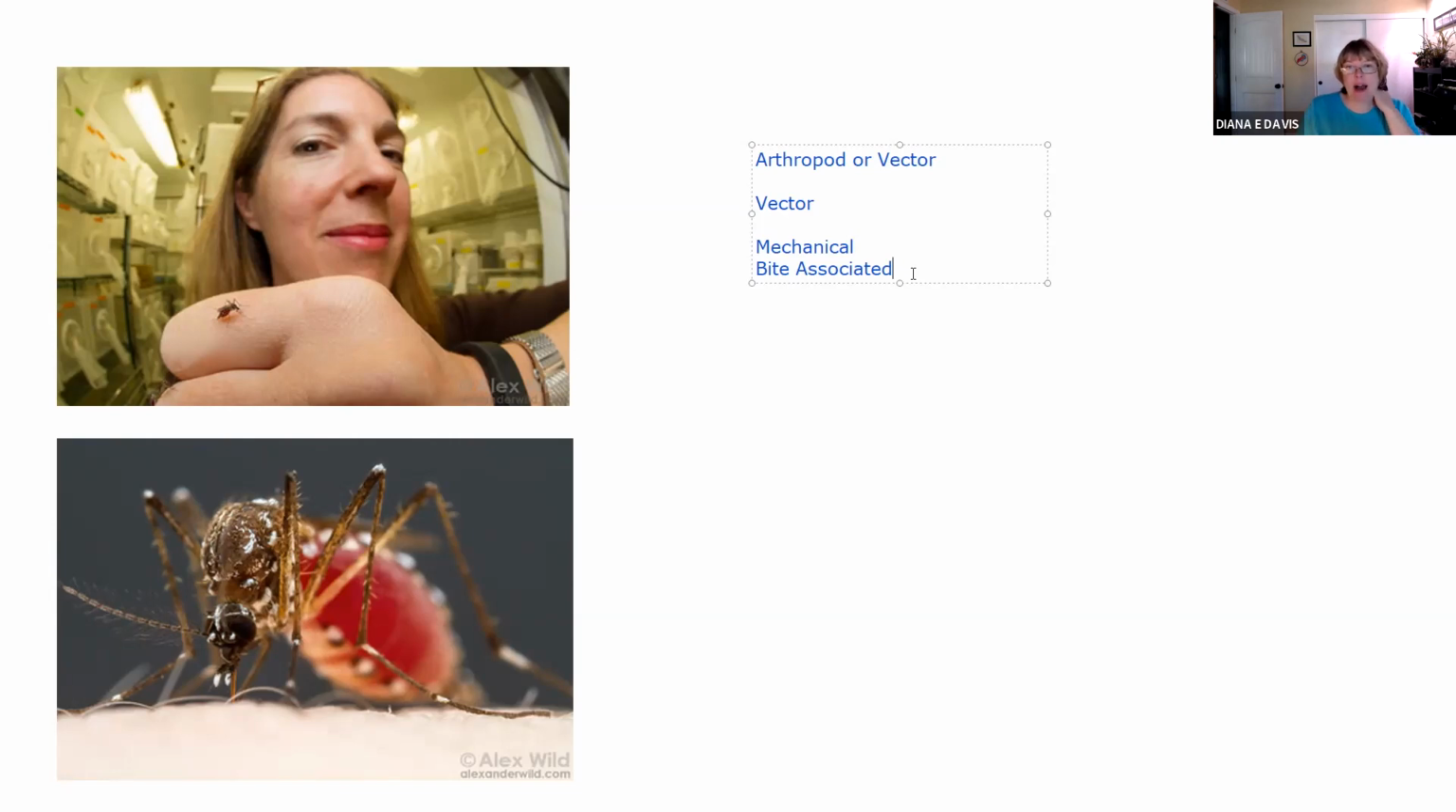We can also think about vector spread through ticks and fleas. So these can spread things like Lyme disease and plague. We're not going to talk about Lyme. We are going to talk about plague. Plague is the disease that caused the Black Death, which is far and away the deadliest pandemic in written history.